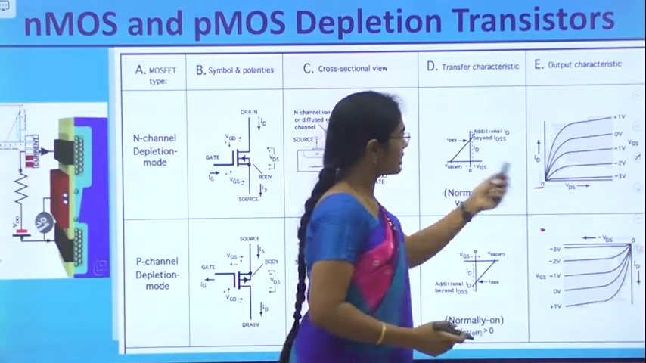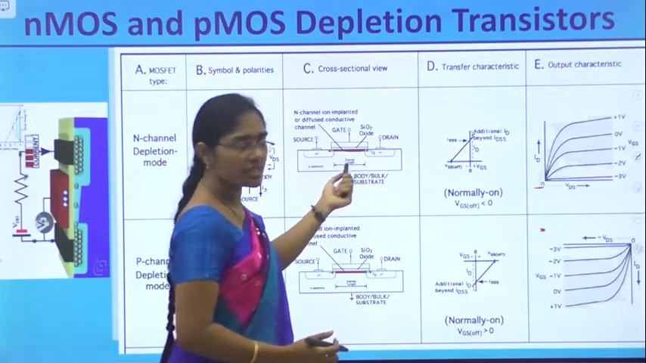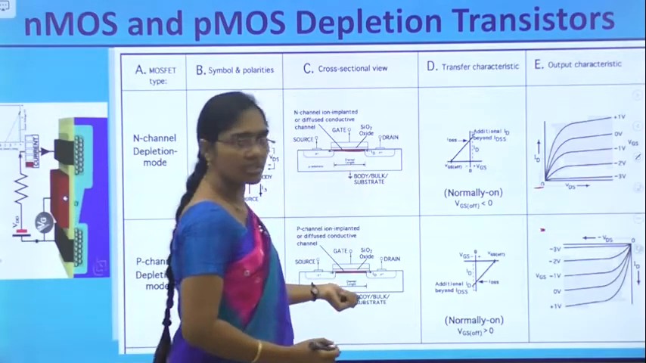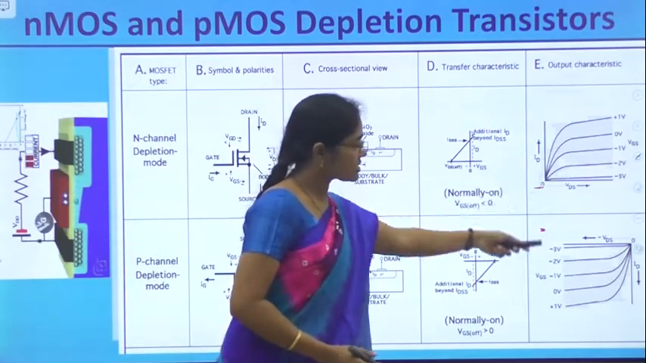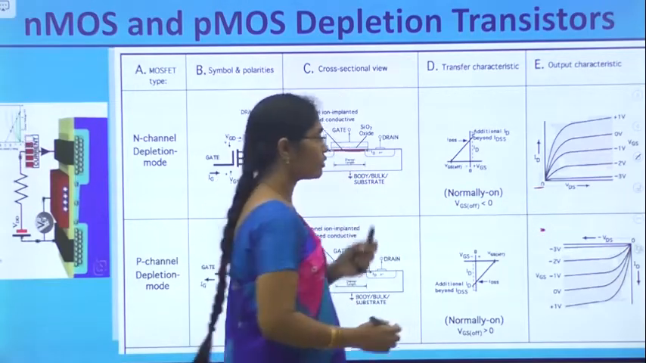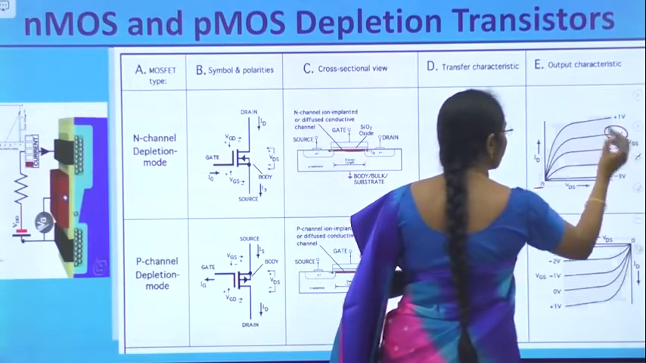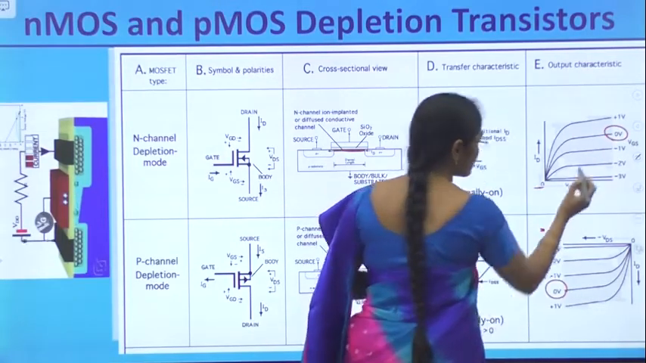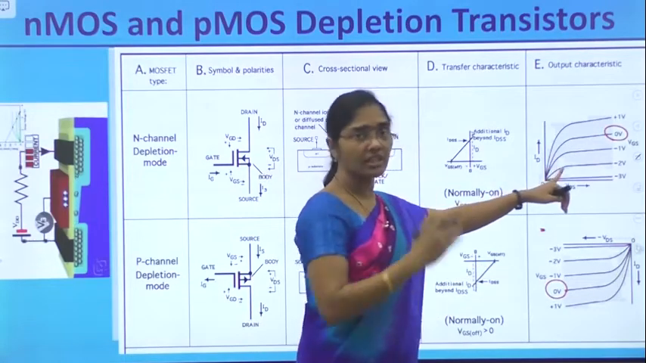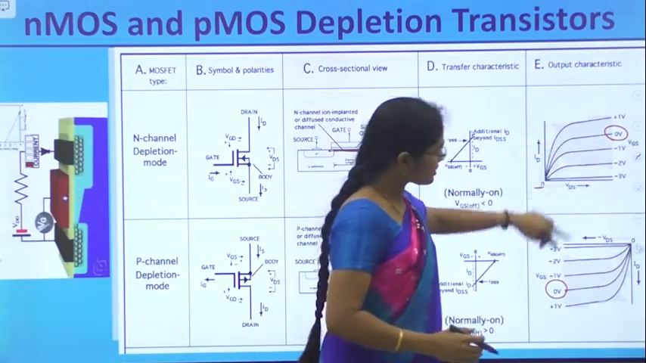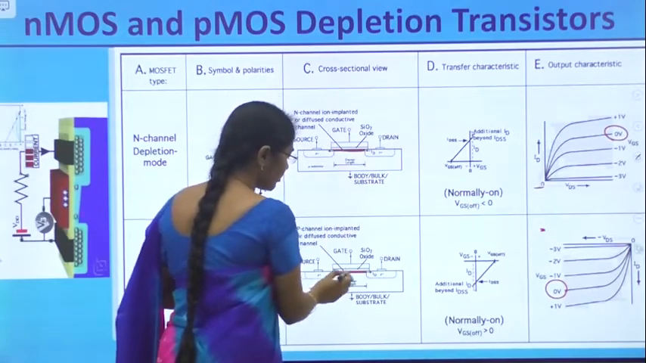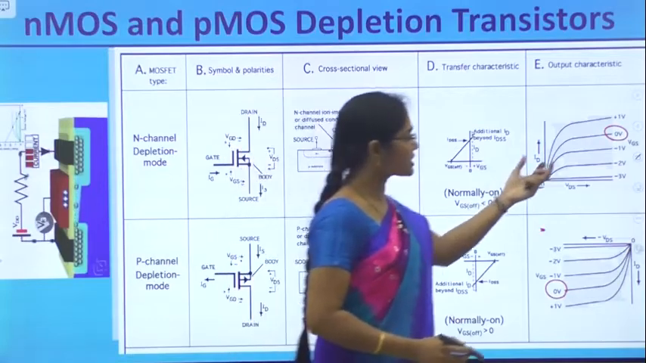The currents are also the same: positive potentials are required for the nMOS and negative potentials are required for the pMOS. Current is positive here, and current is negative here. The same characteristics which we have seen for the enhancement transistors exist here also, with a small change. When VGS is equal to 0, there is no current in the nMOS enhancement and pMOS enhancement transistors. Whereas here, for 0 also there is conduction, because a physical channel is there. Therefore, for 0 also some conduction will exist.